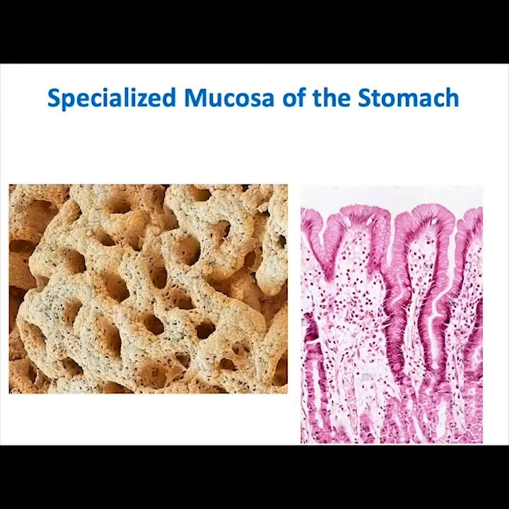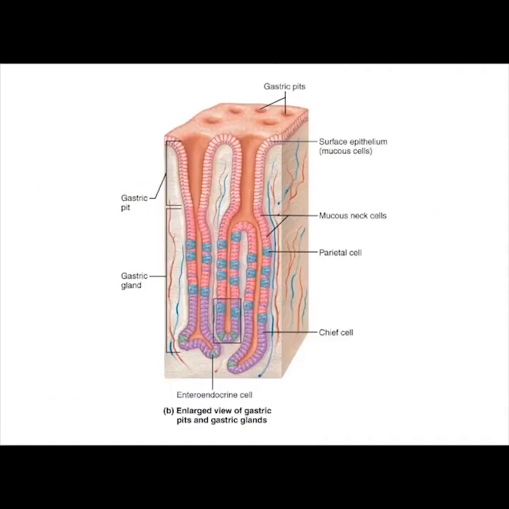The mucosa of the stomach is dotted with gastric pits. The gastric pits lead into gastric glands. Let's look more closely at the gastric pits and the gastric glands. The gastric pits consist of simple columnar epithelial cells that release an alkaline mucus rich in bicarbonate ions. These cells are called mucous cells.